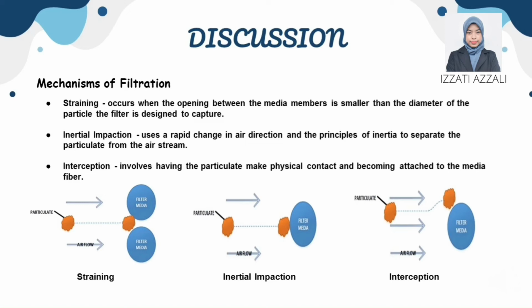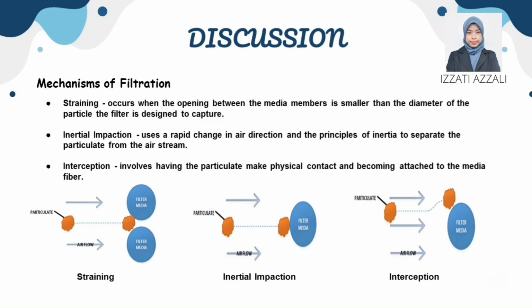Now for inertial impaction, it uses a rapid change in the air direction and the principle of inertia to separate the particulate from the air stream. As shown in the figure below, this principle normally applies when there is a high concentration of coarse particulate, and in many cases serves as the pre-filtration mode to the higher efficiency final filter.